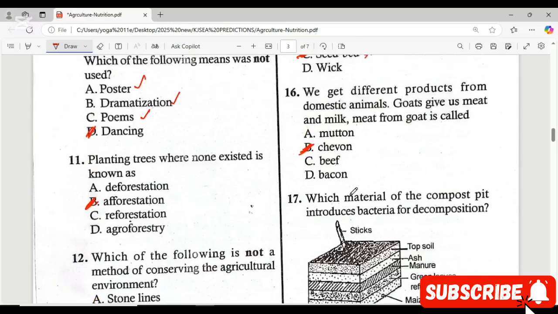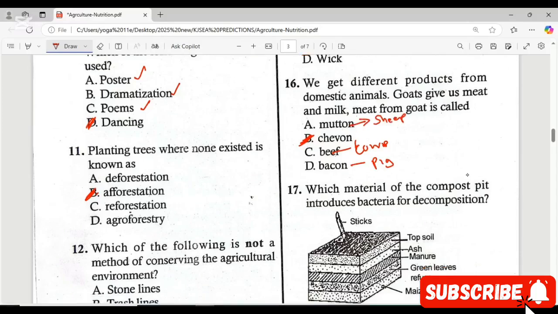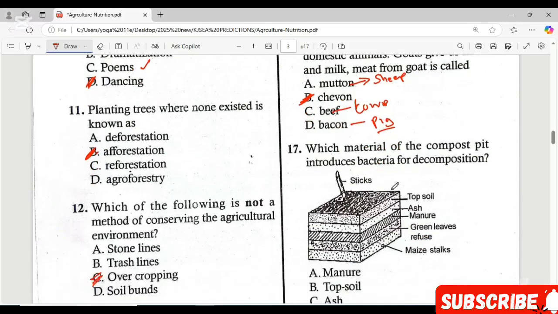So remember, meat from the cow is called beef. This is from the cow. Mutton. I was saying that mutton is the meat from the sheep. Chevon is the meat from a goat. Beef from a cow, and bacon is from parts of a pig. That is the name of the meat from different animals.